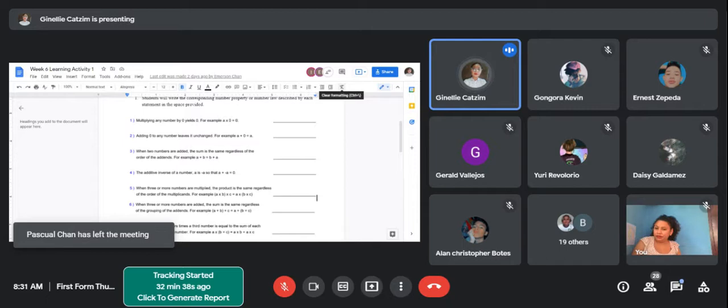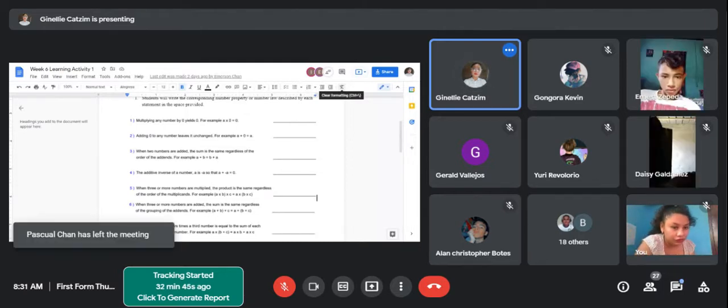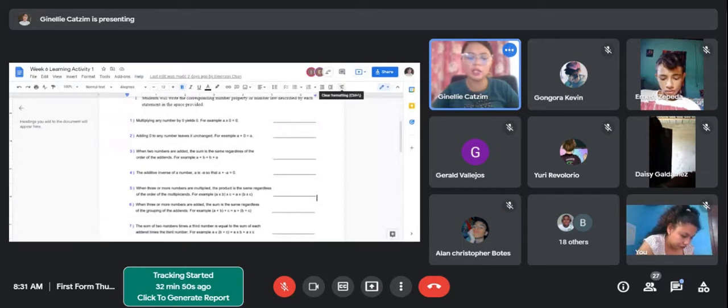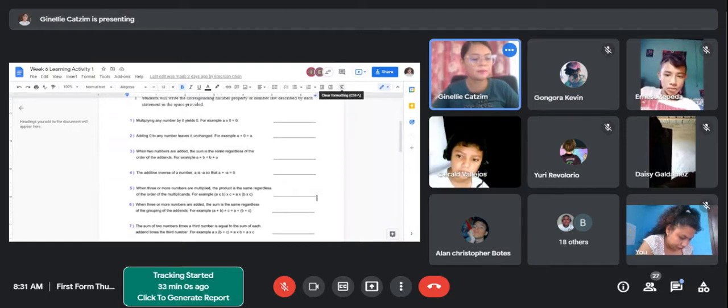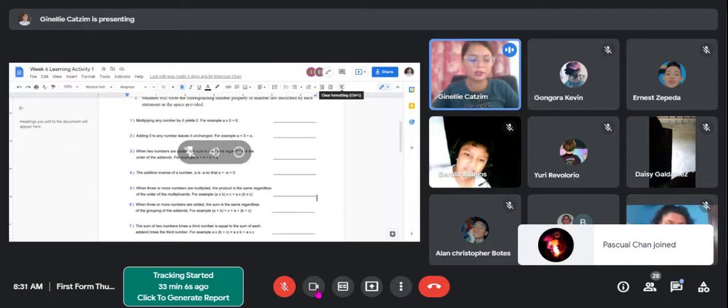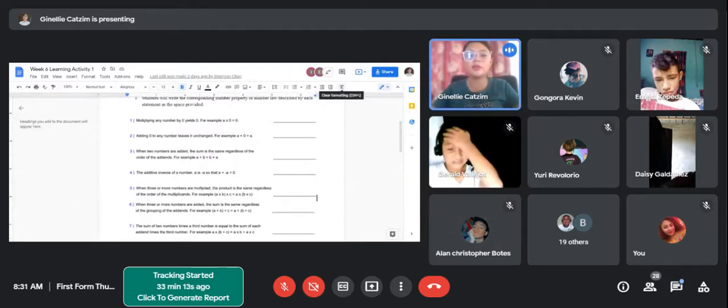Number 5, when 3 or more numbers are multiplied, the product is the same regardless of the order of the multiplicands. For example, we have in brackets A times B, and then outside we have times C, and we see A times, and group together we have B and C. So which law is that one? The commutative law. No, that's not the commutative law, miss, it's the associative law of multiplication. The associative law of multiplication.